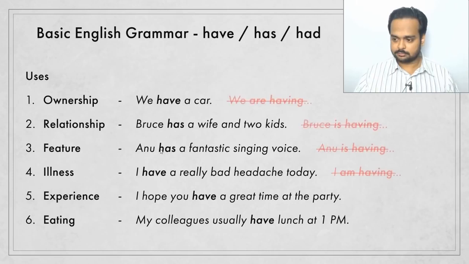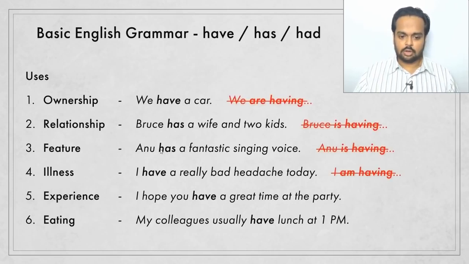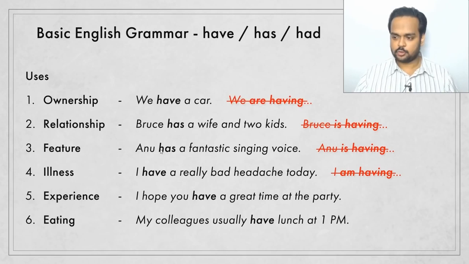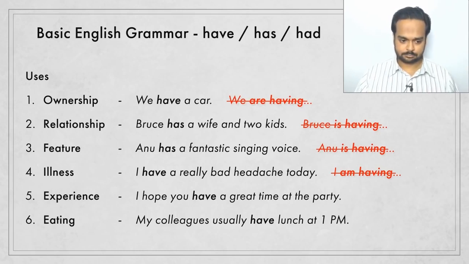So for this reason, it is always wrong to use ing or continuous forms in these uses. If you say, we're having a car, Bruce is having a wife and 2 kids, Anu is having a fantastic singing voice, I'm having a really bad headache today, all of those are wrong. In fact, it's a very common mistake. This is something that I hear a lot of my students say, and this is something that you should avoid. If you're using the verb have as a state verb, don't use an ing form with it.